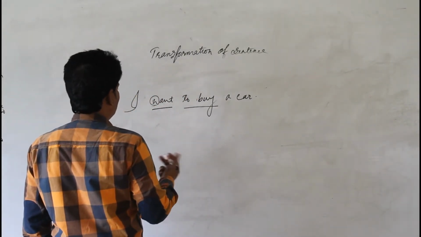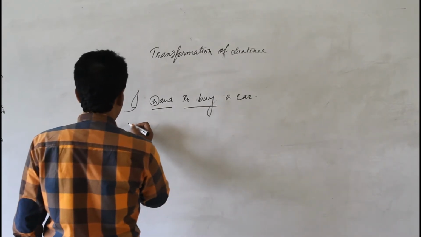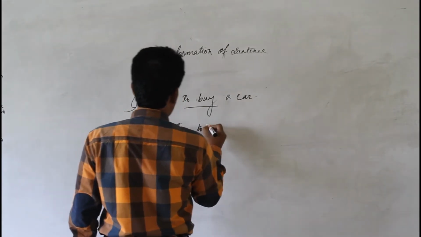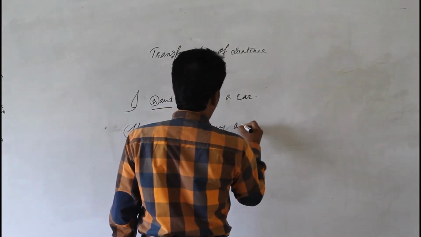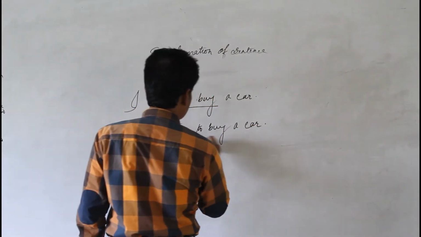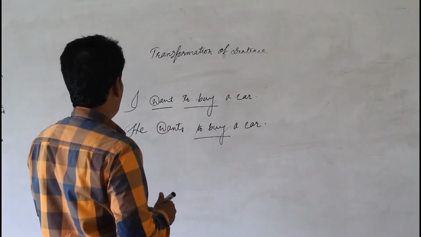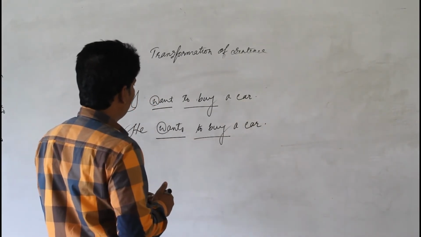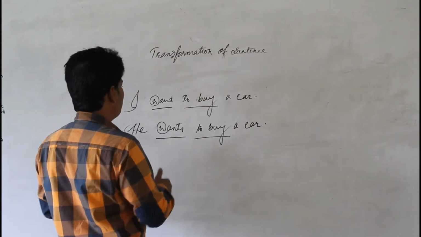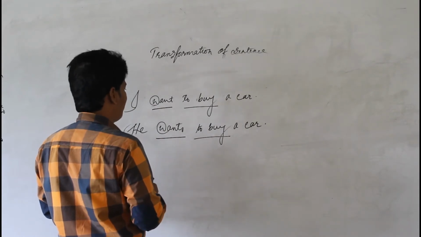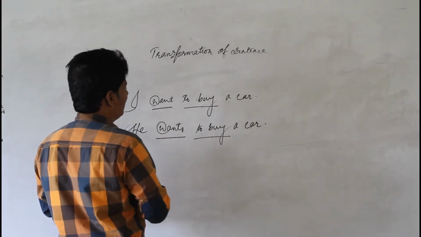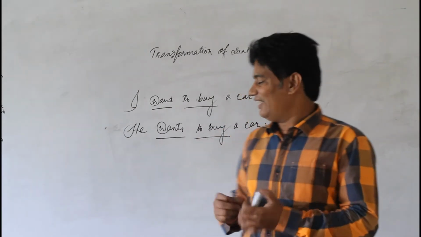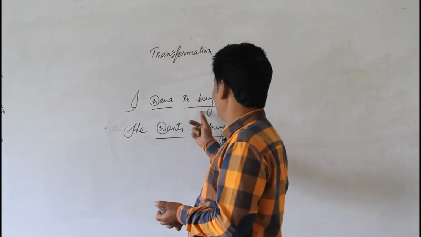So, if we write another subject here, like he: he wants to buy a car. Notice here that with the change of subject, the word wants, this is the finite verb, its form changes very promptly. It changes from want to wants, but to buy remains totally unchanged here. So there is some difference between these two forms of the verbs, want and buy.